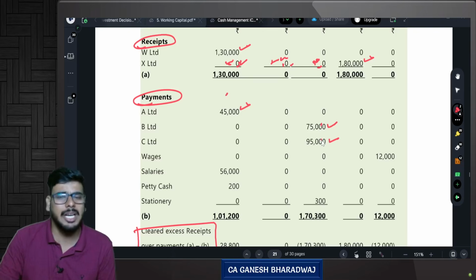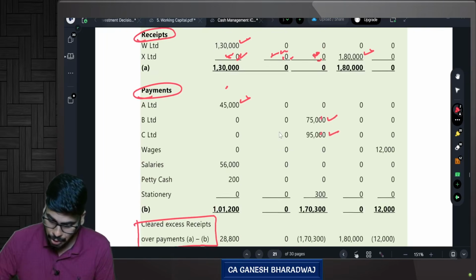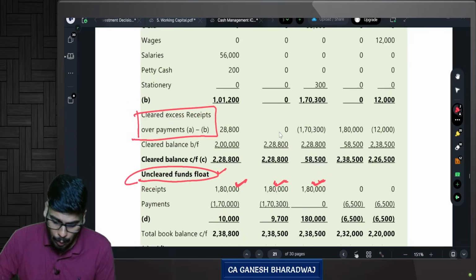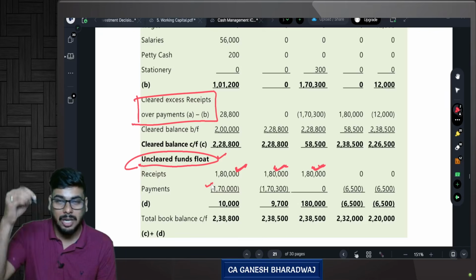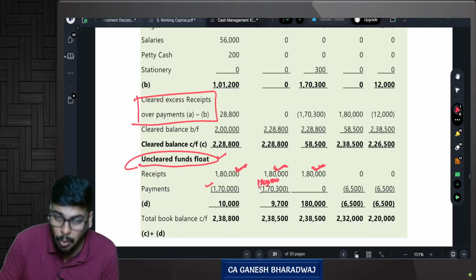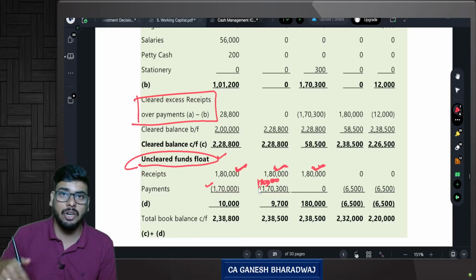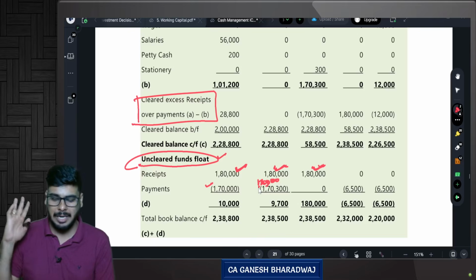So 75 plus 95, how much is this? 1,90,000. Sorry, this is 1,70,000. This 1,70,000 remains to be an uncleared amount for the first 2 days, on 7th as well as on 8th. It remains to be what? Uncleared. It has not yet gone out of my bank account, but I had posted it in my books of accounts as a payment. Are you clear with this?